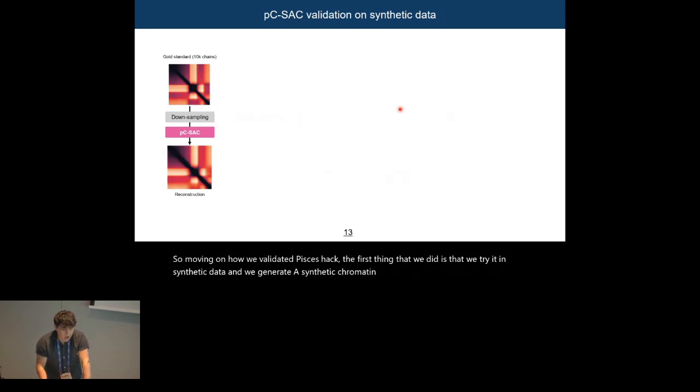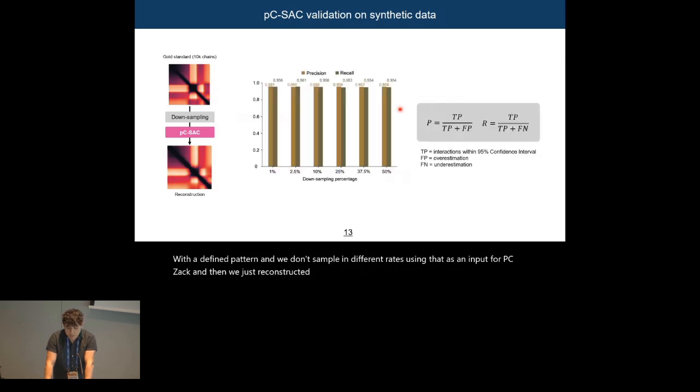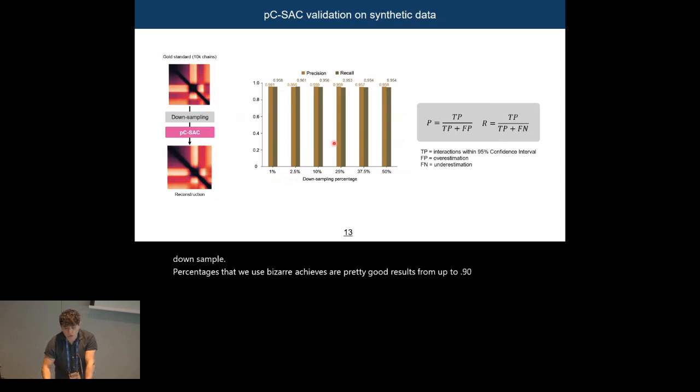So moving on, how we validated pC-SAC, the first thing that we did is that we tried it in synthetic data, and we generated a synthetic chromatin Hi-C matrix with a defined pattern, and we downsampled in different rates using that as an input for pC-SAC, and then we just reconstructed the Hi-C matrix. So we evaluated the performance of our algorithm by using the precision and recall. As you can observe in here, in all of the downsample percentages that we use, pC-SAC achieves pretty good results, up to 0.96 precision and recall.